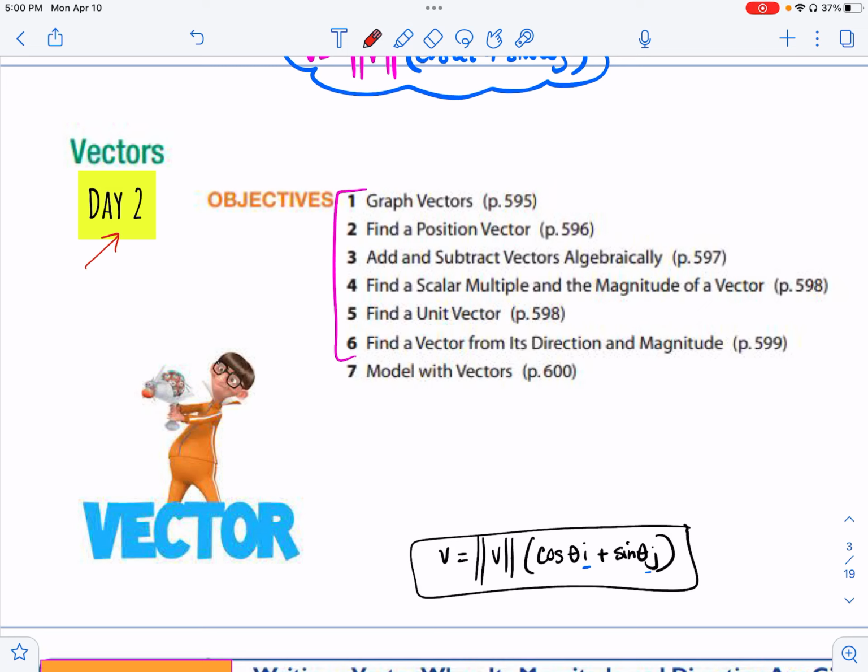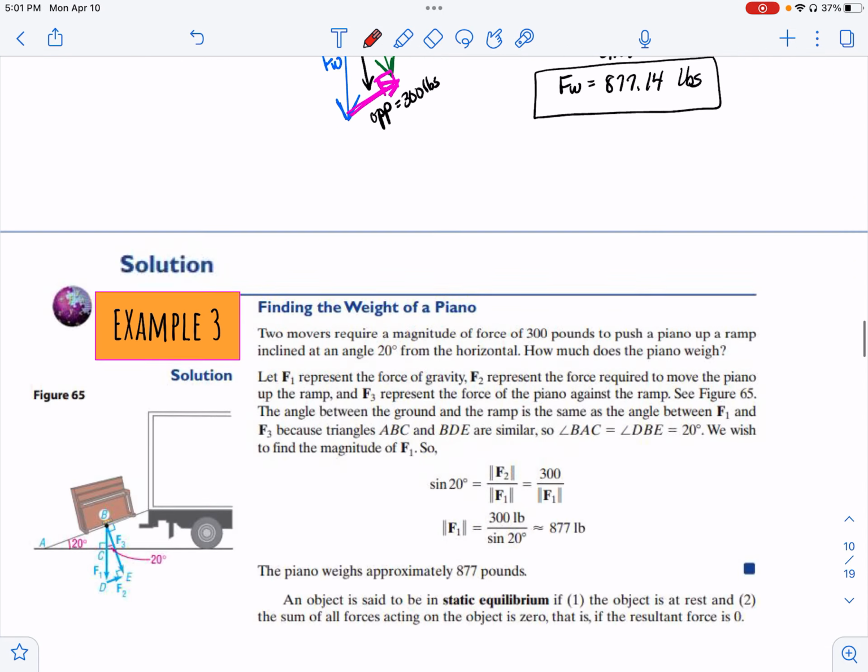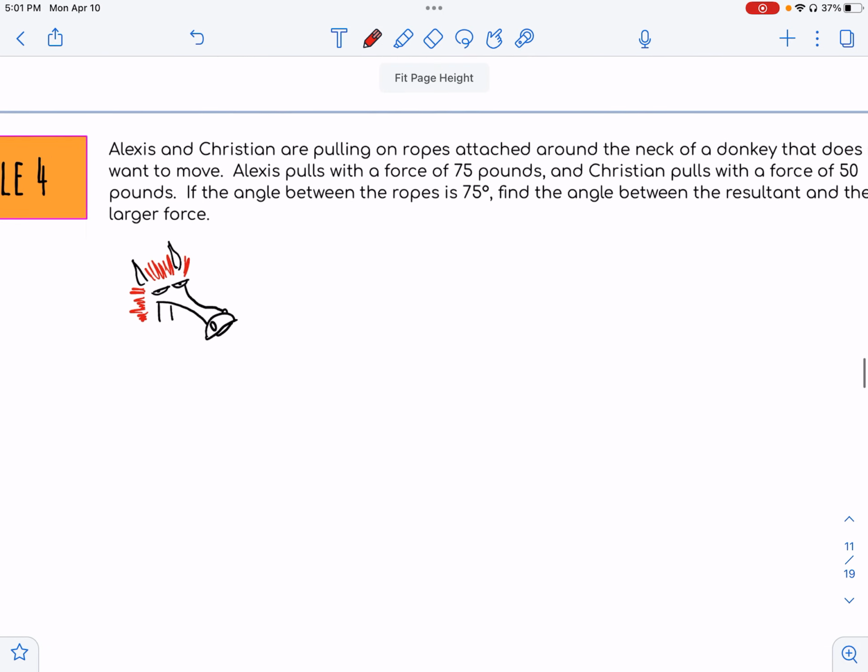This is the second video I'm making on the topic of modeling with vectors, which is applications of vectors. So word problems only. Also keep in mind any vector can be represented in i and j terms using the formula right here. We've already covered the first 3 examples, so I'll take you to the 4th one.